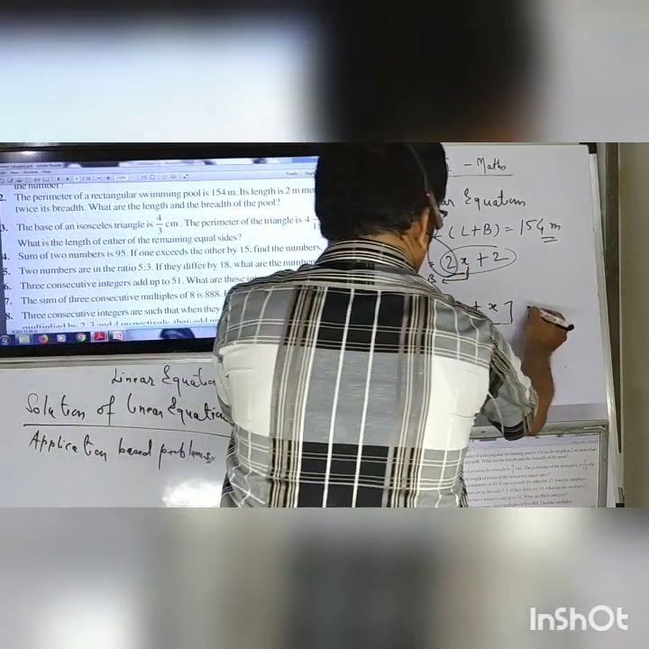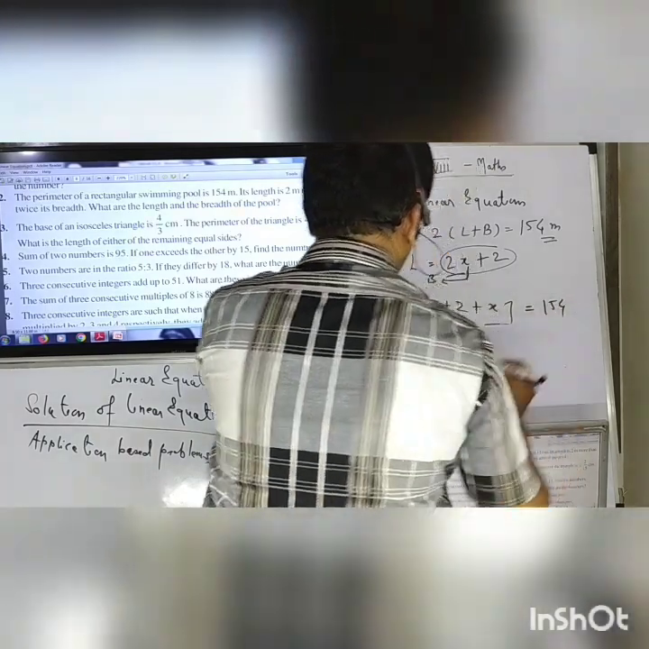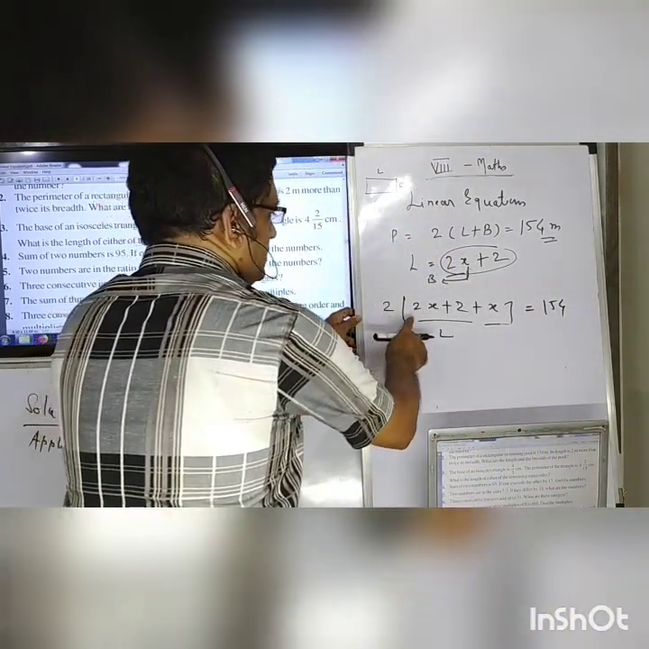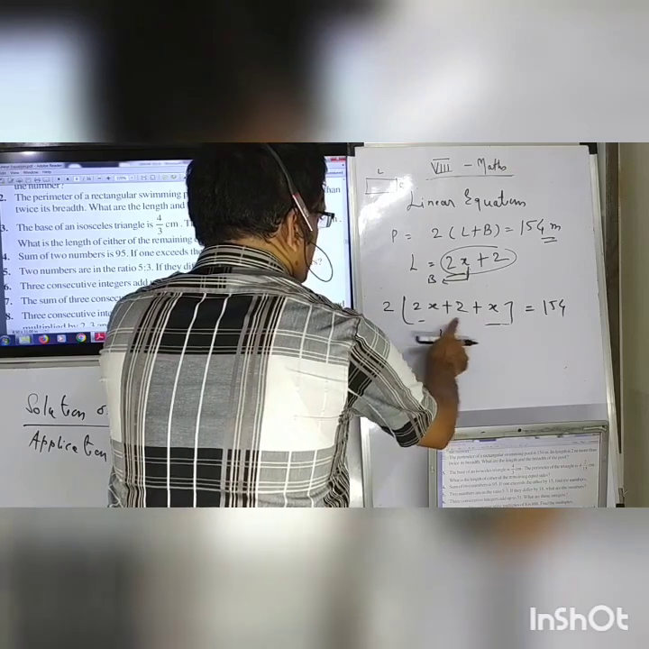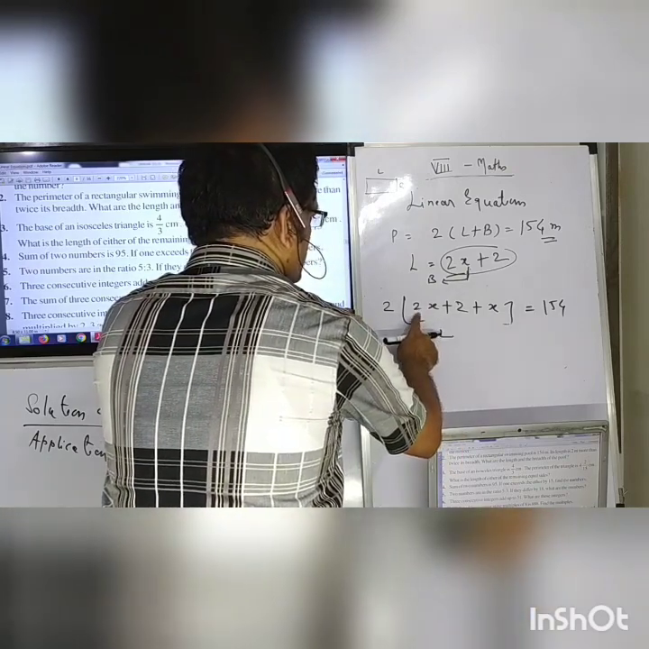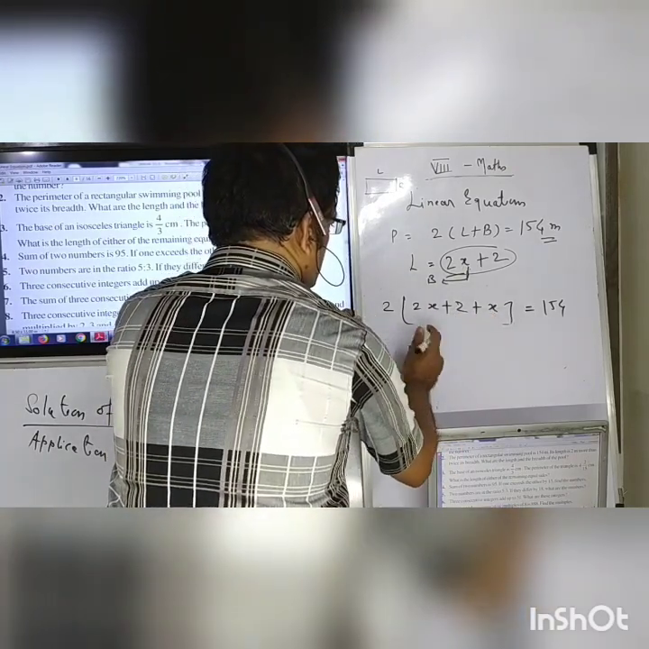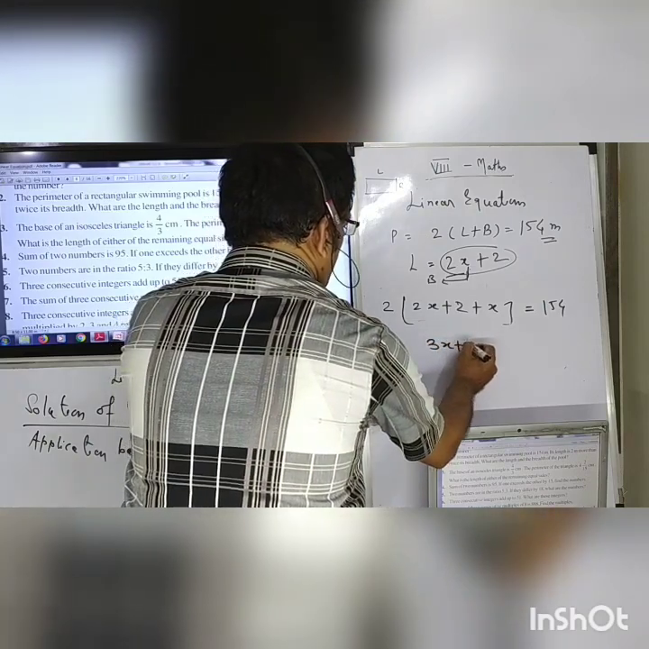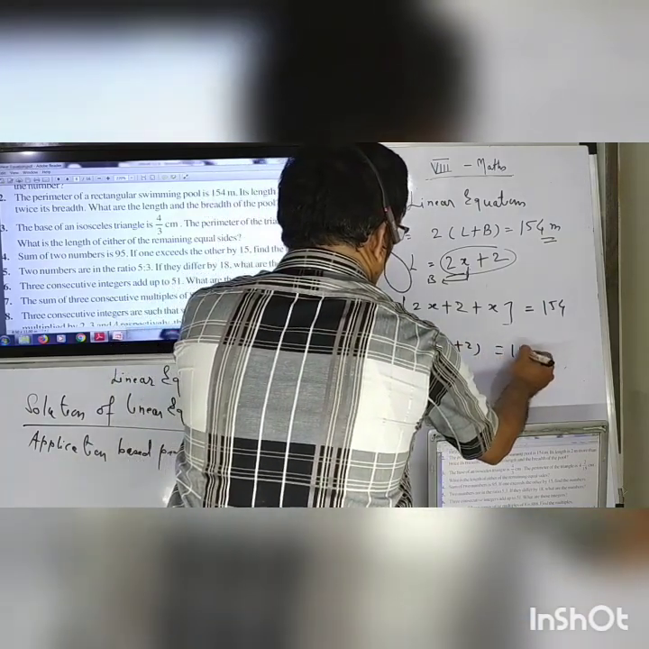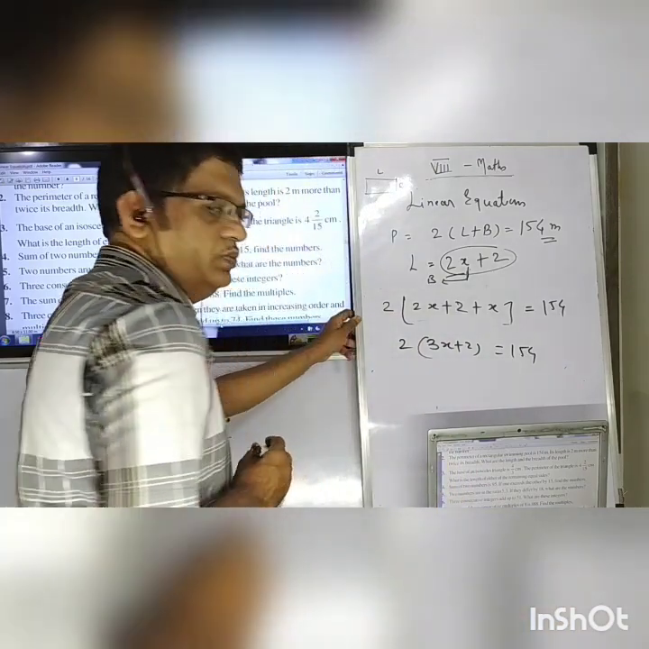And that is equal to 154. Now, first of all, we solve this bracket. We simplify this bracket. 2x plus x, that is equal to 3x. So 3x plus 2 equal to 154 into this 2.